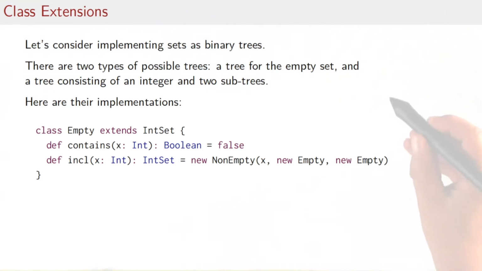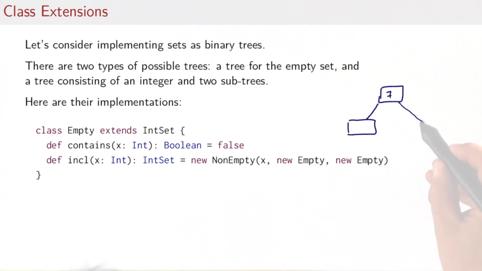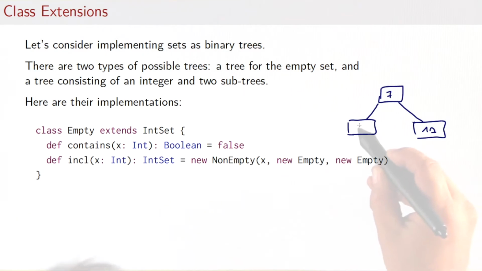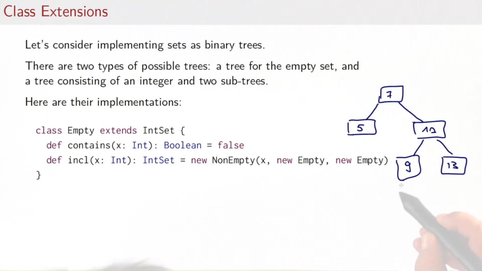So if I give you an example here, we would have a tree, let's say, with a 7, and that would have 2 subtrees, and here we would maybe have an 11, and here we would have a 5, and then the 11 could have another one, 9. And the rest ones would all be empty.